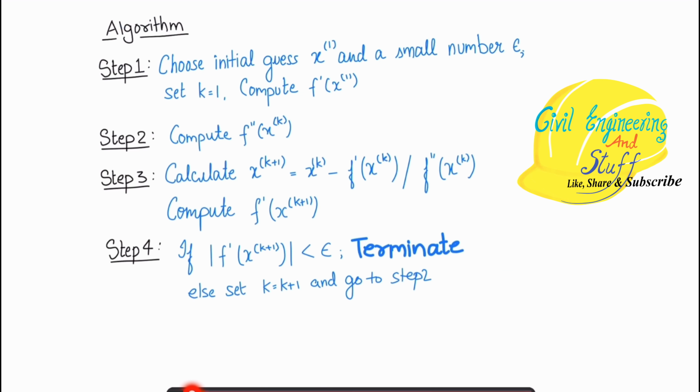You have to use these formulas to find out the value of the first derivative and the second derivative, and then you have to compute the first derivative of the newly found point. If this first derivative is less than the smallest number that you have taken, then you will terminate the iteration. Otherwise, you will take the next point and go to step 2. This is the algorithm of the Newton-Raphson method. Seems very easy. Let's see how easy it is.